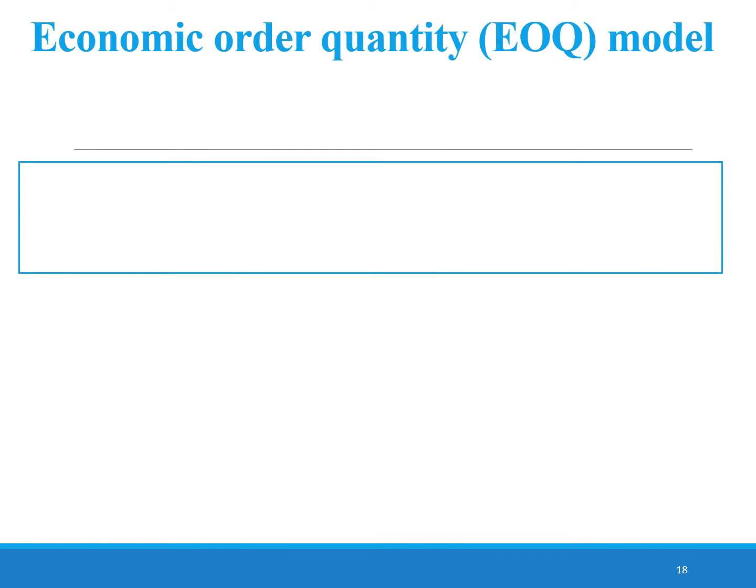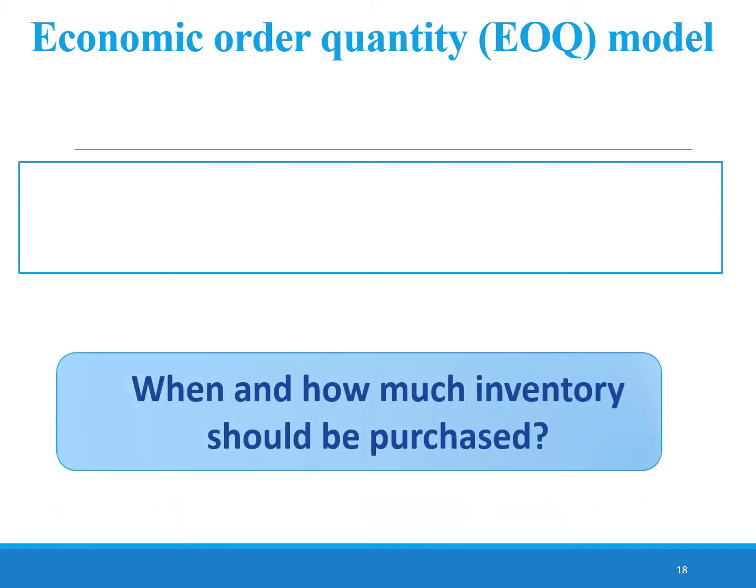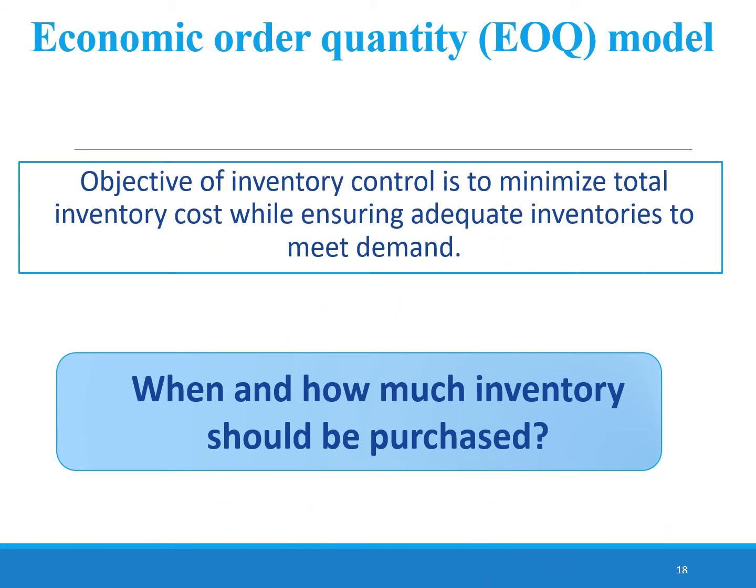Economic order quantity, the EOQ model, is a model where we try to specify the point for ordering and managing the order from suppliers, in this case for the raw materials. Actually, we have explained this model in the purchasing expenditure cycle, so I'll just give some points here just for reminding. The economic order quantity helps to identify when and how much inventory should be purchased. The objective of inventory control is to minimize total inventory cost while ensuring adequate inventories to meet the demand.